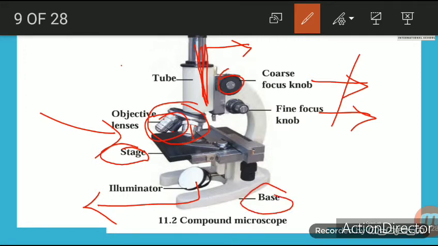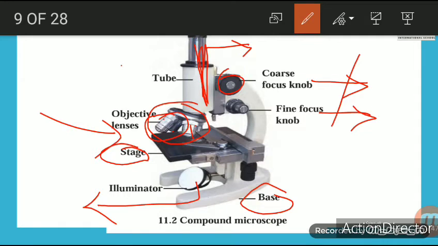And the downmost part is the base. Base is the U-shaped structure you can see. So this is the basic structure of the microscope, correct? This microscope is called a compound microscope. It's a very basic microscope which we use at school level or college level.